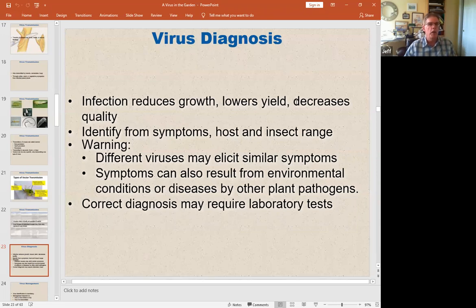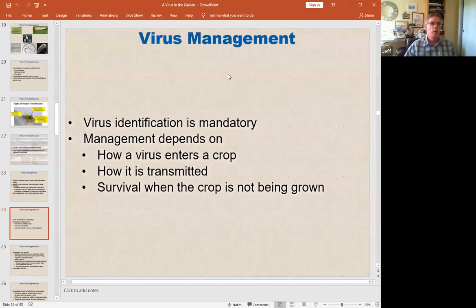And here's the warning to make your life complicated. Different viruses may elicit similar symptoms. And similar symptoms may also be a result of environmental conditions or other diseases. Correct diagnosis may require laboratory tests, which is beyond the reach of most of us, including myself at the present time. So virus management: knowing what the symptoms are, how to diagnose it.